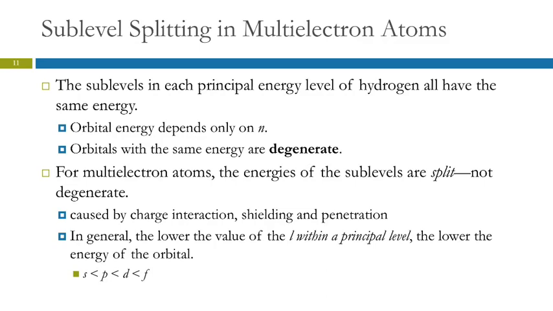For everything but hydrogen, with multiple electrons, the energies of those sublevels are split. That means the S, the P, the D orbitals do not have the same energy, even though they're in the same principal level. It's kind of complicated how that happens, but it involves charge interaction, shielding, and penetration of electron densities. So the different sublevels have different energies. In general, S is lower, P is next highest, and then D, and then F. So the F orbitals are going to have a higher energy than the D orbitals.